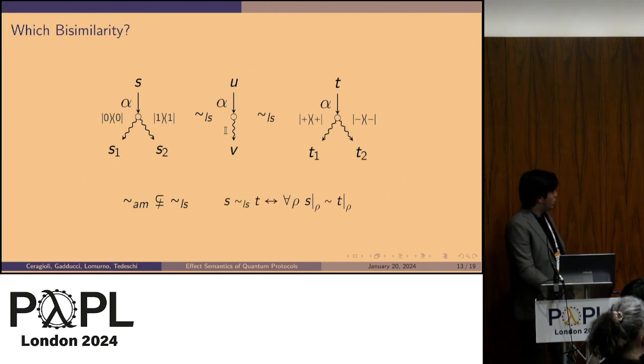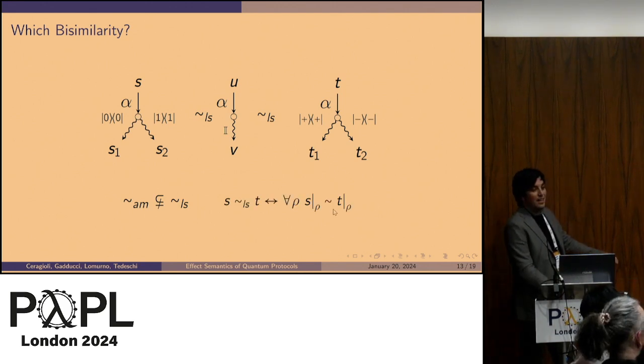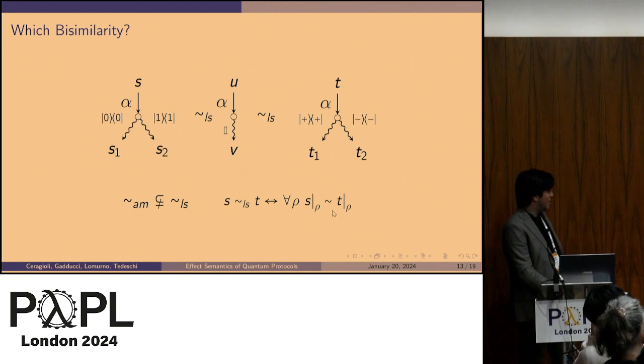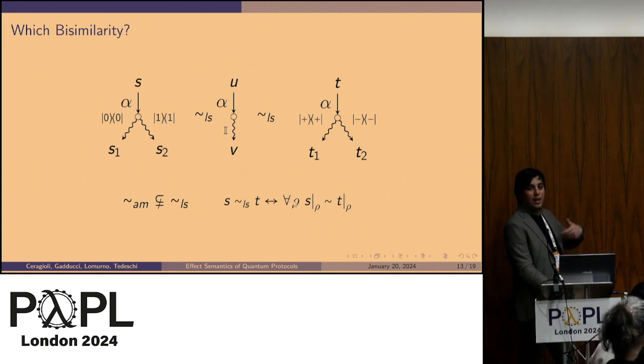We have this operation of instantiating, of evaluating an LTS, and we can prove that if S and T are bisimilar, then for any possible input, when I instantiate them to probabilistic LTS, these probabilistic LTS are bisimilar.